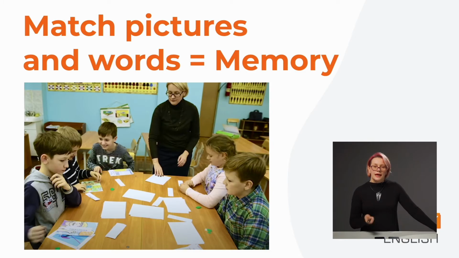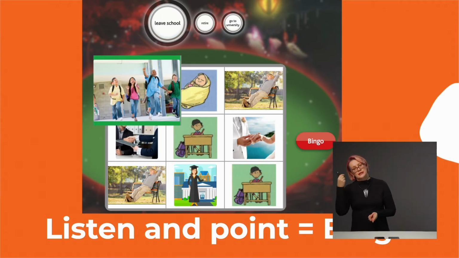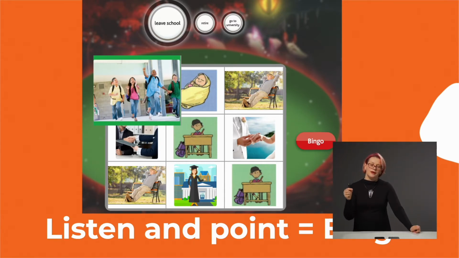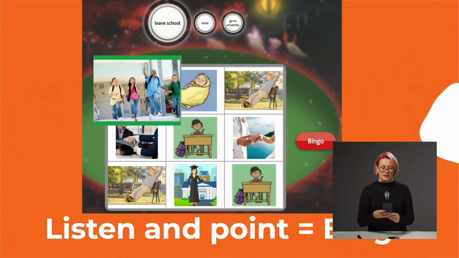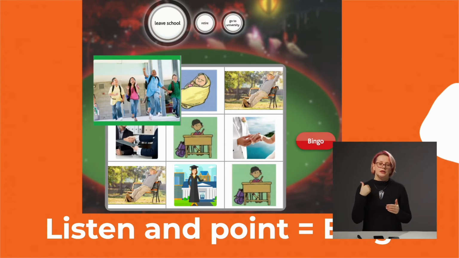Okay, the next type of exercises, listen and point. And of course, this is bingo. Because what is the core mechanics in bingo? You listen to your teacher saying some words, and then you find this word on your bingo card and cross it out. It is a listen and point activity. And of course, if you play bingo, you are much more engaged in the process than just listening to the audio and pointing to the pictures in the coursebook.